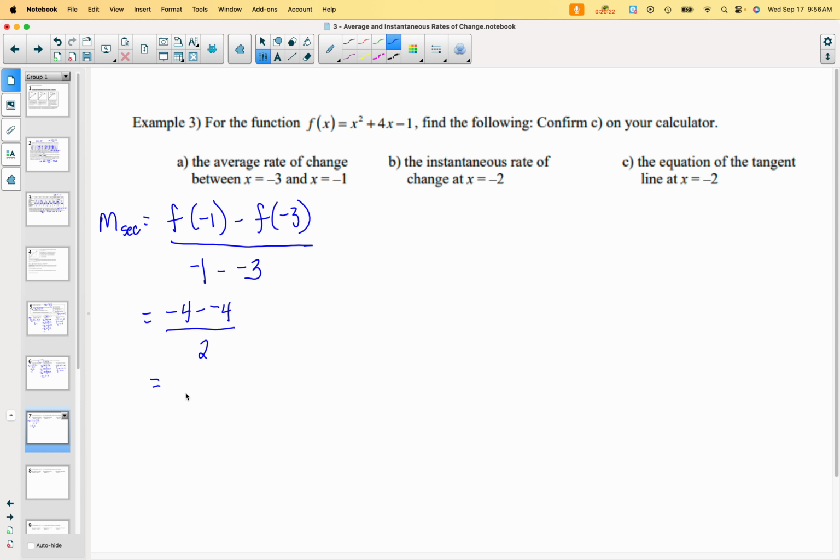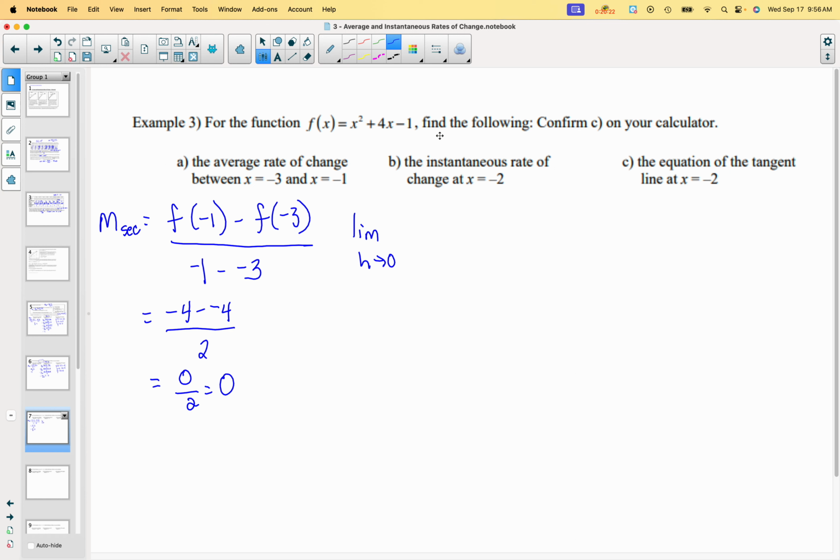In the denominator, we're going to change this to negative 1 plus 3, so we get a 2. But notice we have a 0 in the numerator. So we get 0 over 2, which is 0. So the slope of my secant line is 0 between those 2 points. So for the instantaneous rate of change, we're going to look at the limit as h approaches 0.